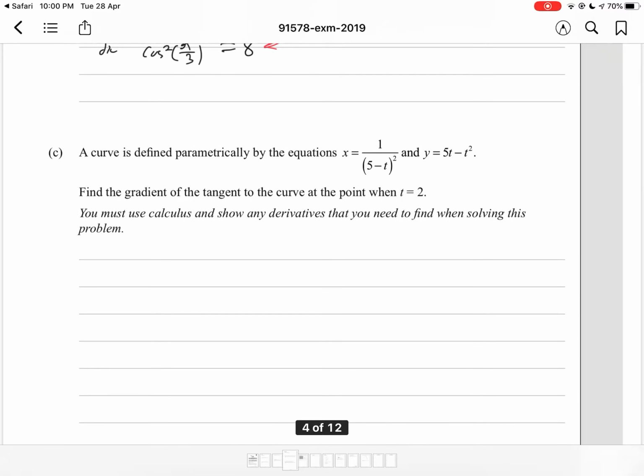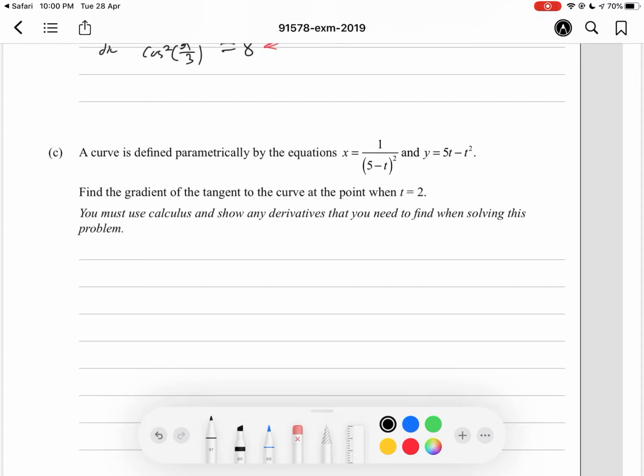Alright, moving on. C, a curve is defined parametrically by the equations x equals 1 over (5 minus t) squared and y equals 5t minus t squared. Find the gradient of the tangent to the curve at the point t equals 2.